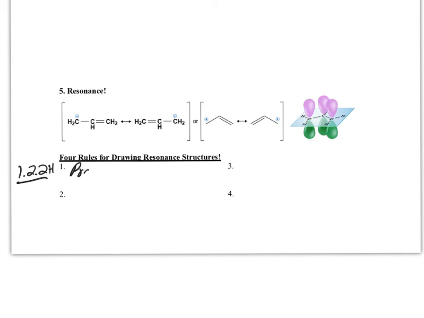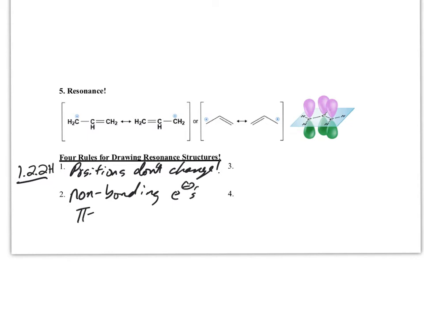positions don't change. Atoms can't move. That's what that basically means. The atoms don't move. You're only moving pi bonds, pi electrons, and lone pair electrons. So that's this number 2. Atoms don't move. Only thing that moves are non-bonding electrons and pi bond electrons. Those are the only 2 things that move. Atoms don't move, electrons move in resonance structures.